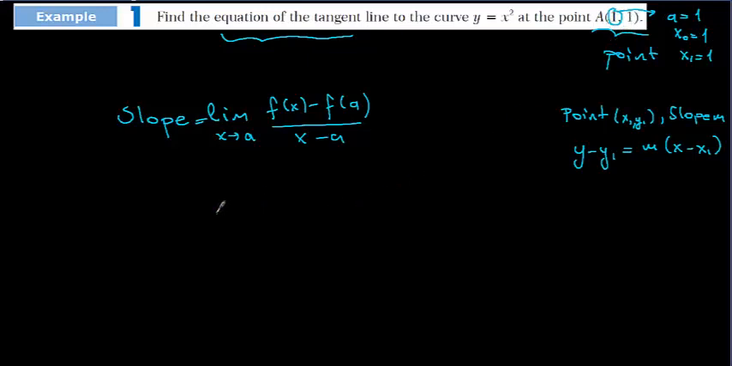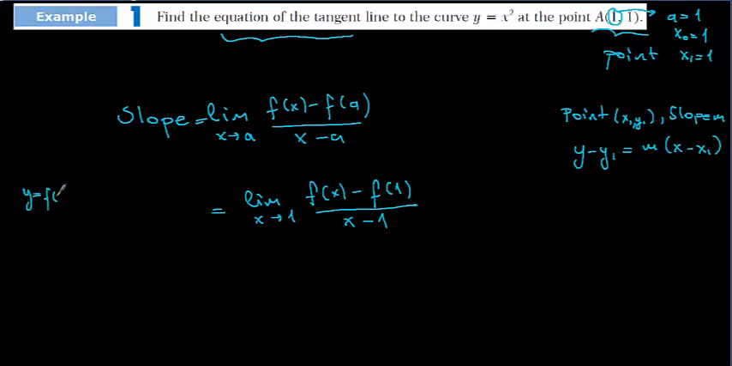Here this value is our a value. Then the limit as x tends to 1 of f(x) minus f(1) over x minus 1 is our question. What is f(x) and what is f(1)? y is equal to f(x), which is equal to x squared for the question, as you see here. So f(1) is equal to 1 squared, which is equal to 1.